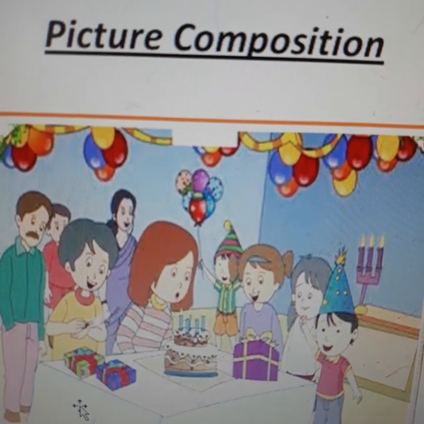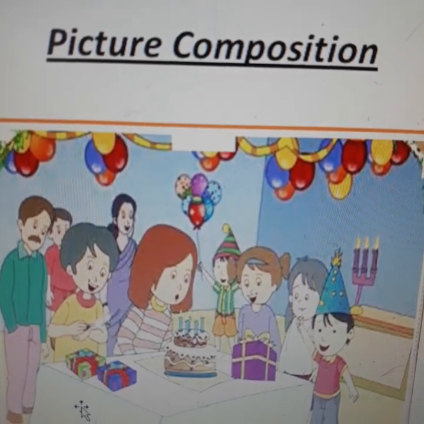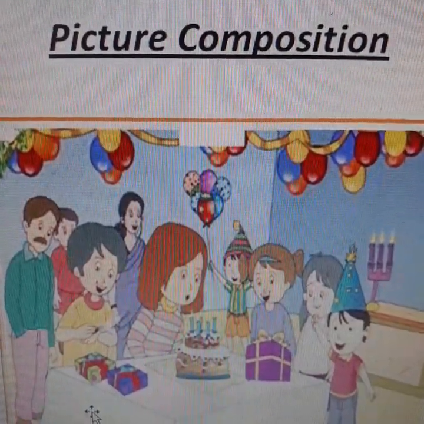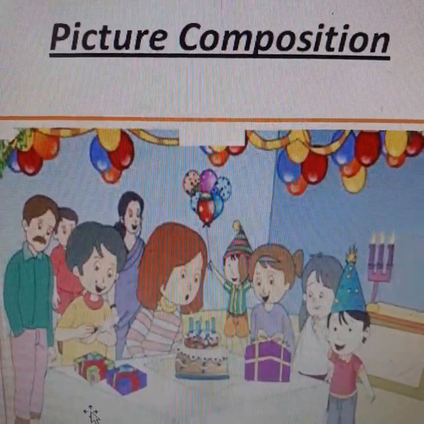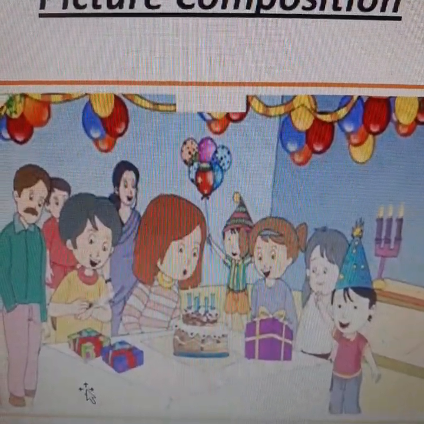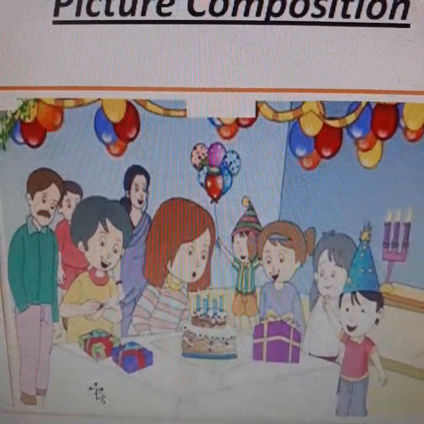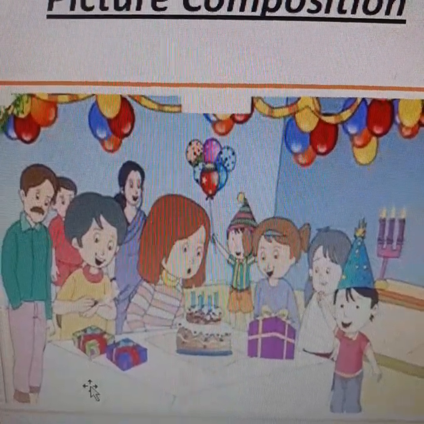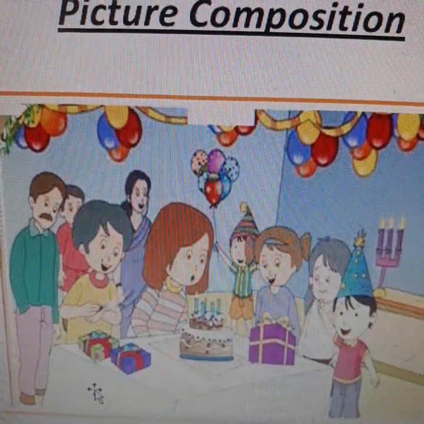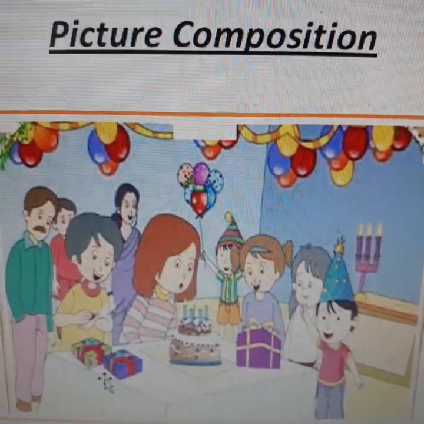Hello, children. Today I have come with another picture so that you can do more practice on picture composition. I'm sure that you are liking the picture already, isn't it? Oh, yes, because this picture belongs to a birthday party, and I know all children are very excited for birthday parties, isn't it? I am very well aware of the fact that you children are missing these birthday parties these days, isn't it? But don't worry. Let's enjoy doing this picture, okay?